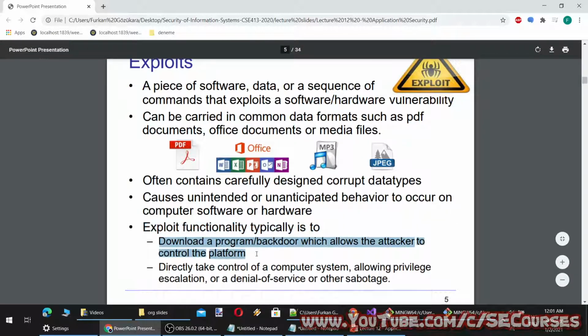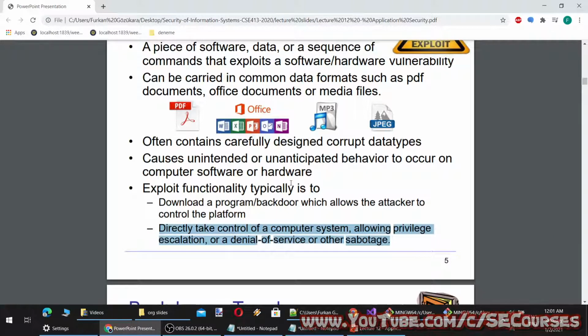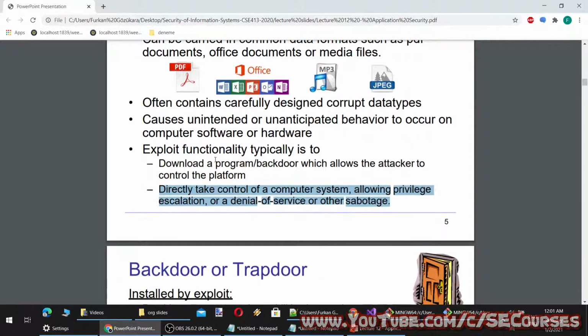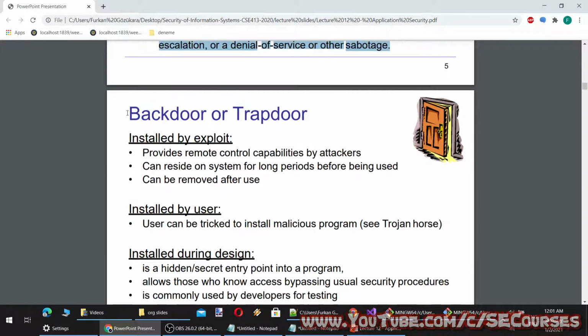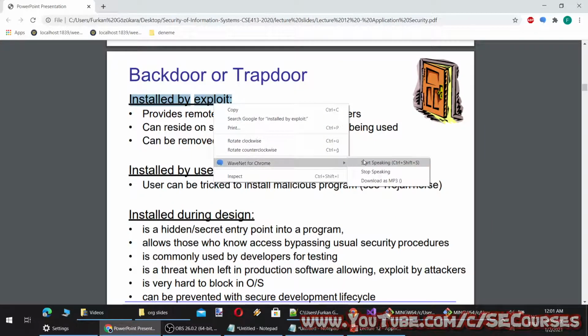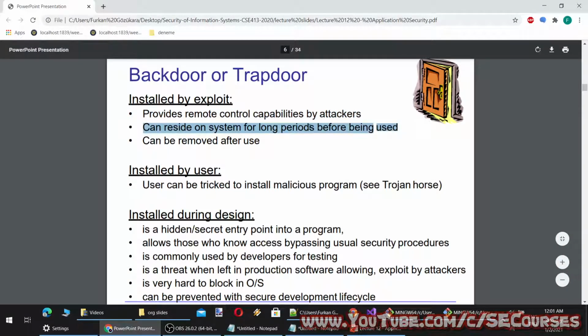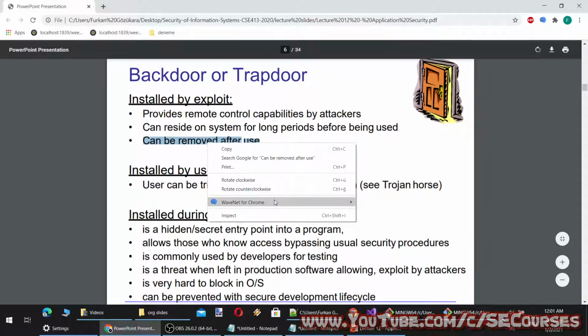Exploit functionality typically is to download a program, a backdoor, which allows the attacker to control the platform. Directly take control of a computer system, allowing privilege escalation, or a denial of service or other sabotage. Okay, you see, this is extremely dangerous software. Backdoor or trapdoor. Installed by exploit. Provides remote control capabilities by attackers. Can reside on system for long periods before being used.